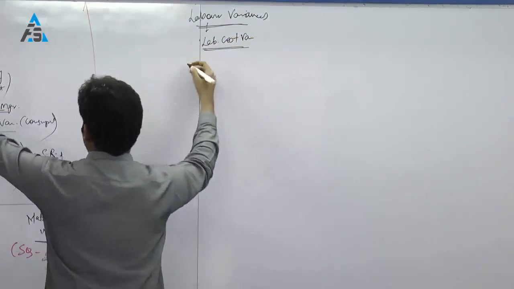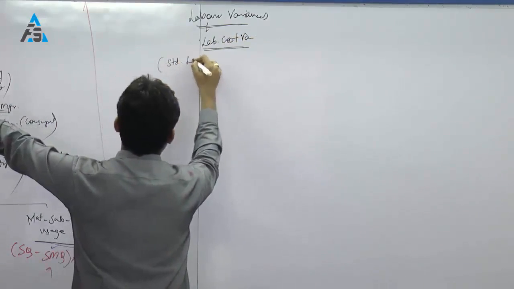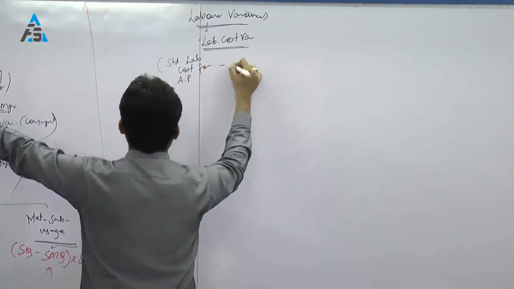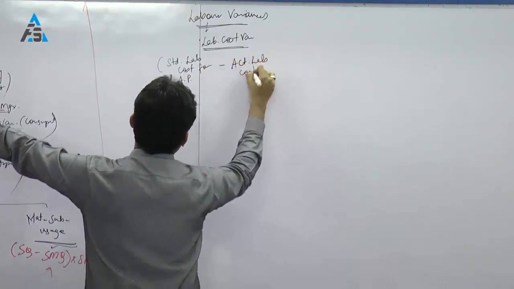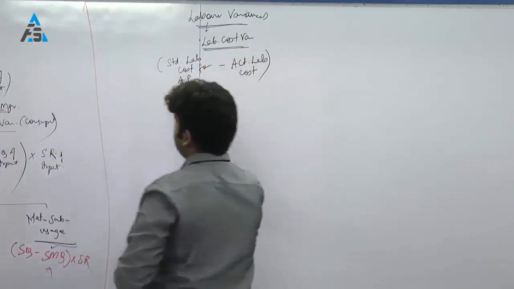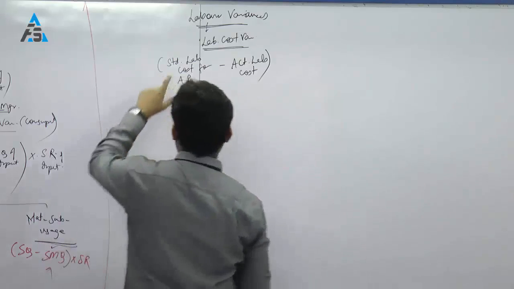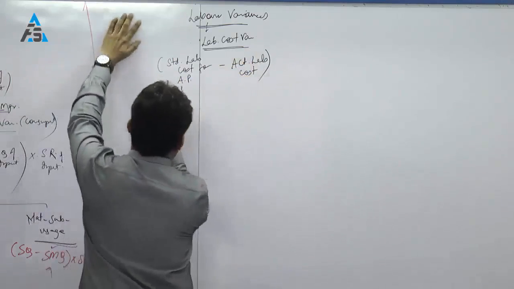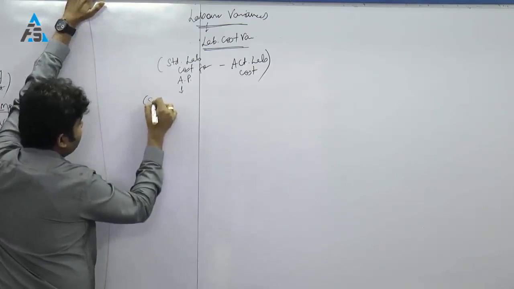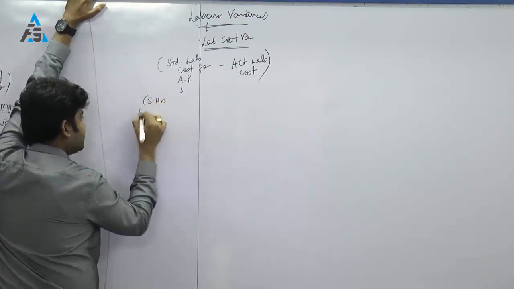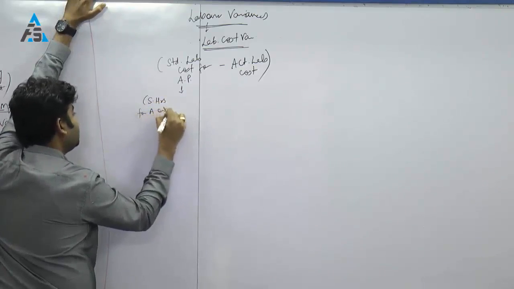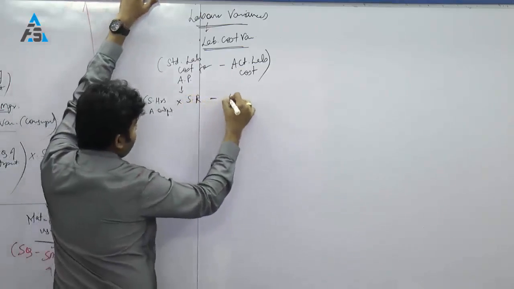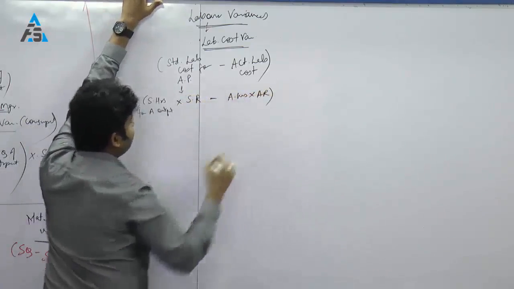Here it was standard material cost. Here it is going to be standard labor cost for actual production minus actual labor cost. Alright, this is then further subdivided. So standard labor cost for actual production minus actual labor cost is standard hours for actual output into standard rate of labor minus actual hours into actual rate.